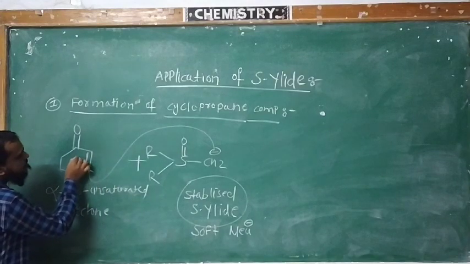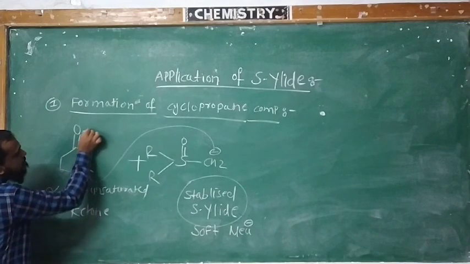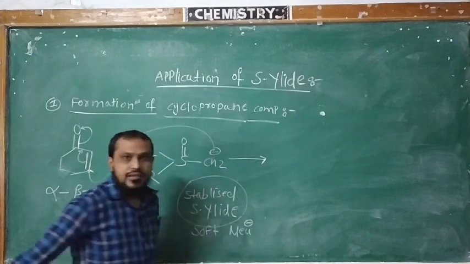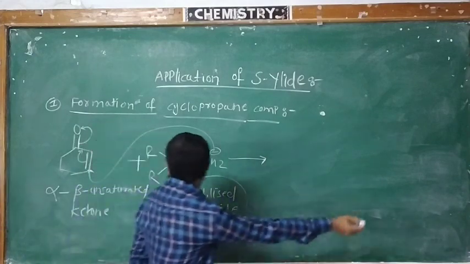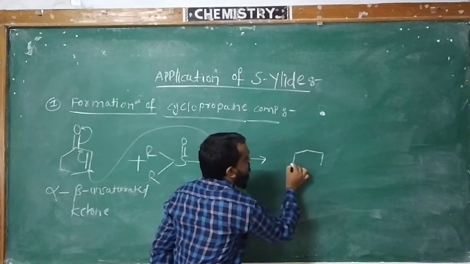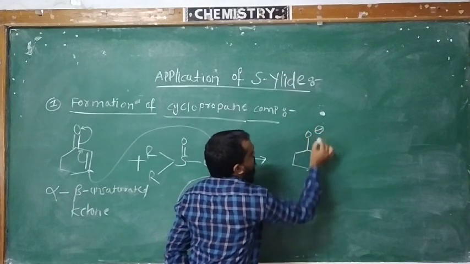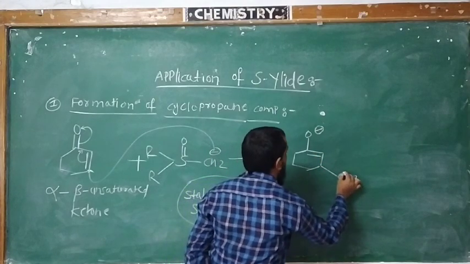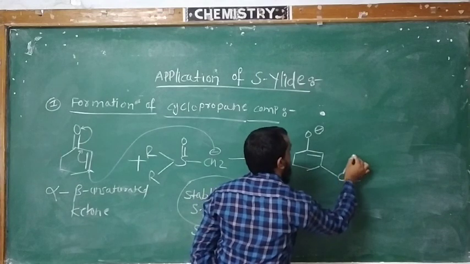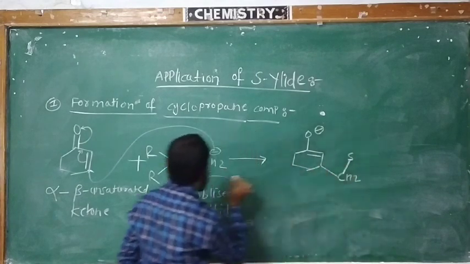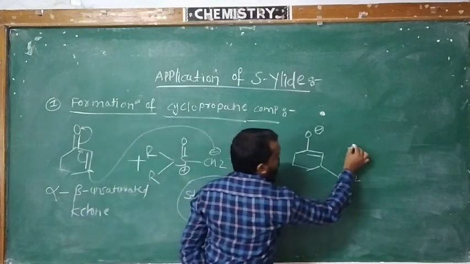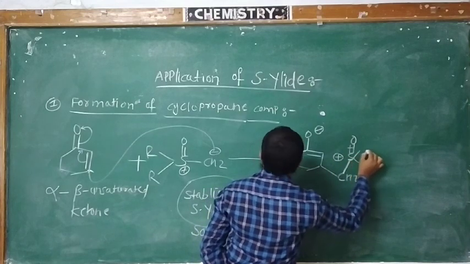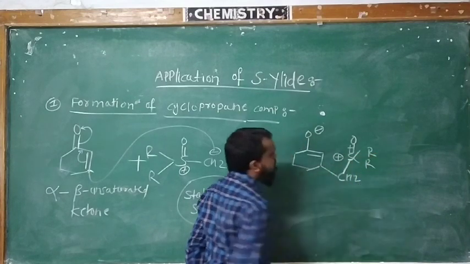and this double bond is shifted here, and this double bond shifts toward the oxygen, and we will get the first intermediate called the betaine intermediate. Now let's see here. This is the betaine intermediate.